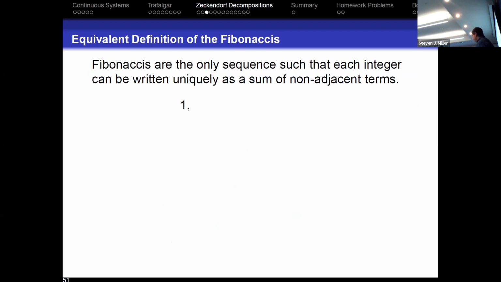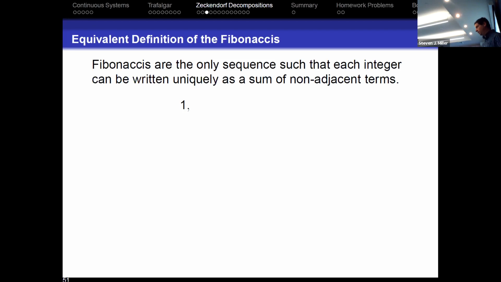Now, the following is just a fun fact. There's another way to interpret the Fibonacci numbers. And this is similar to when we did proofs by story. There's a tremendous value if you could look at things different ways. So it turns out the Fibonacci numbers can be defined as the unique sequence such that every integer can be written uniquely as the sum of non-adjacent terms.